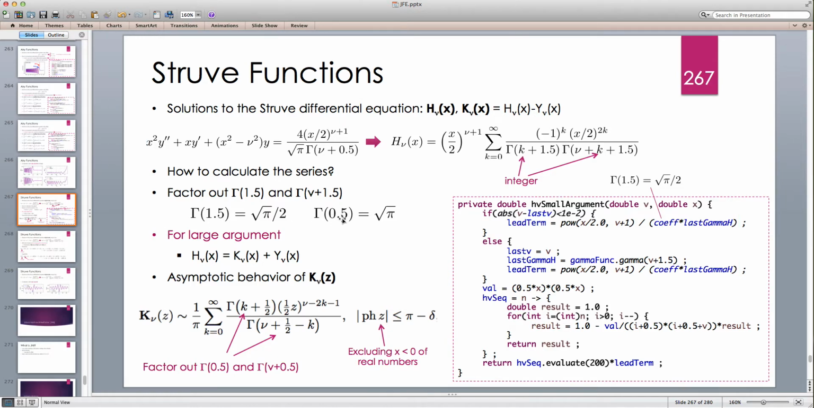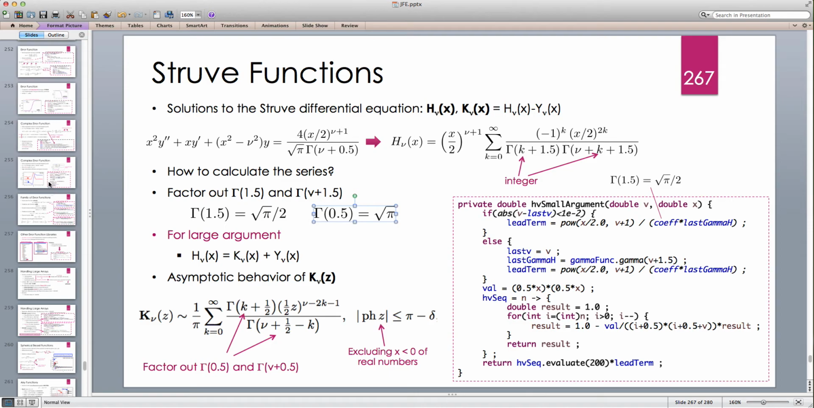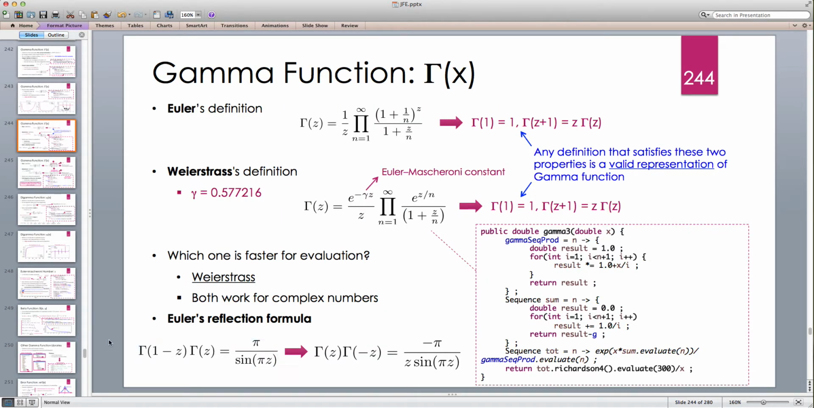Also note that gamma of 0.5 is square root of pi, gamma of 1.5 is square root of pi over 2. And if you're wondering how these two are related, it comes directly from the Euler's reflection formula for the gamma function. Let's go back and look at the Euler's reflection formula. So gamma of 1 minus z times gamma z is pi over sine of pi z, right? Or gamma z gamma minus z is minus pi over z sine of pi z.